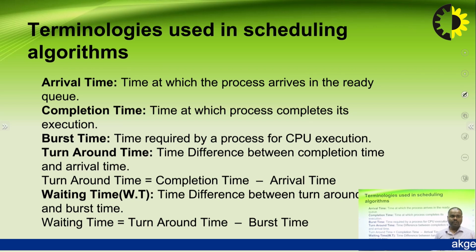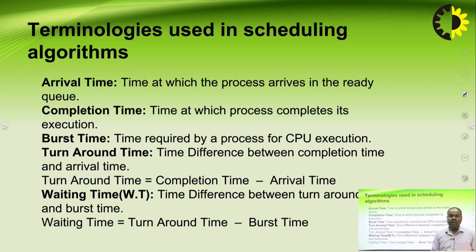Third one is burst time. It is the time required by the process for CPU execution. It means how much time the CPU is going to take for the execution of that process. It is known as the burst time. Next is turnaround time, the time difference between the completion time and the arrival time. It means when the process has arrived and when the process has been completed. The difference between those two times is known as the turnaround time.